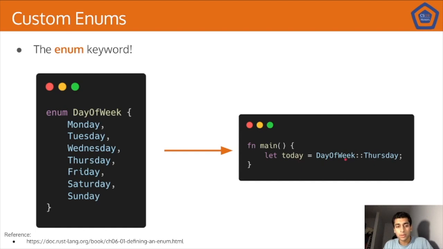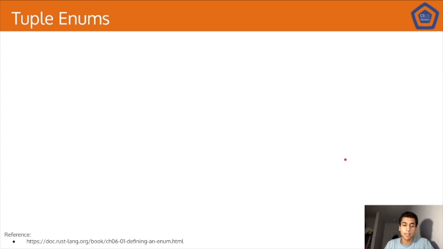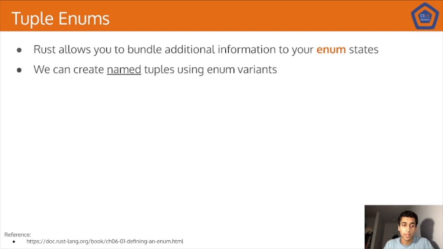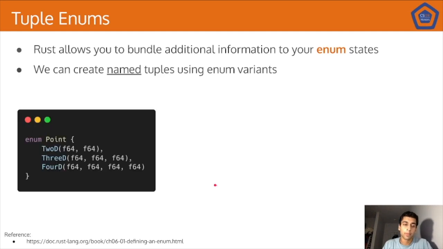So there are some more enum variations. We can assign more value to our enums using tuple enums. Rust allows you to bundle any additional information you want to your enum states by creating named tuples. So what do we mean by this? Let's say we have a point. We have 2D, 3D, 4D, as many different types of points as you want. Let's say we're creating a game engine and we want to do some vector math. We can have a 2D point represented by just 2 floating point values, or a 3D type or a 4D type.